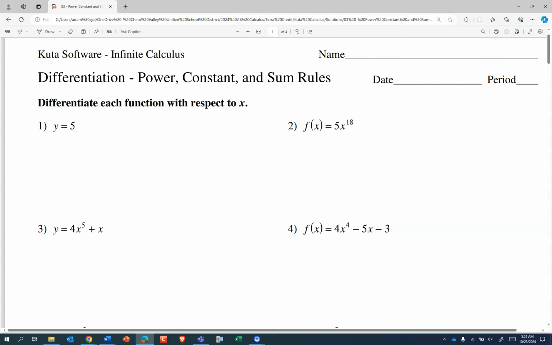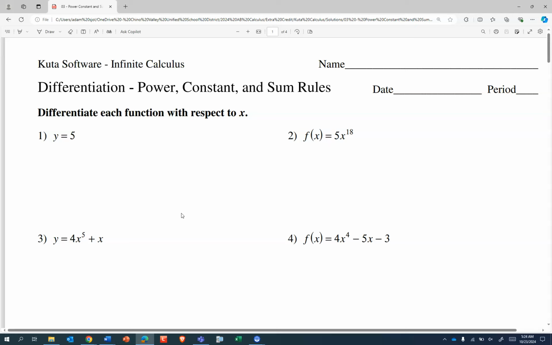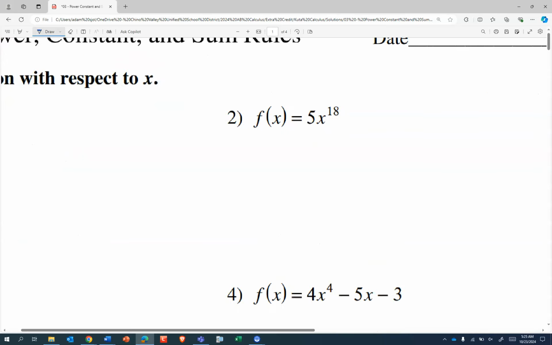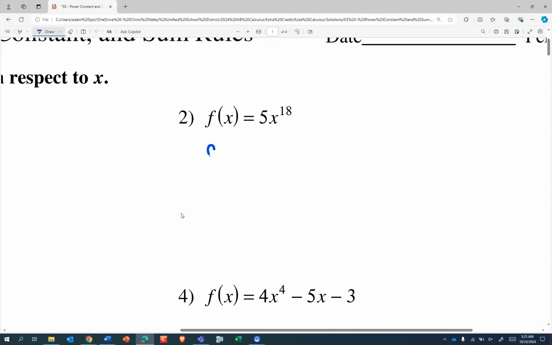Okay, so the derivative of y equals 5 with respect to x. The derivative of a constant is 0, so that's pretty easy. Number 2, 5x to the 18th. Our best notation is f prime of x is going to be 18 times 5. We'll figure out what that is, times x to the 17th. So that's 50 plus 40, 90, x to the 17th.